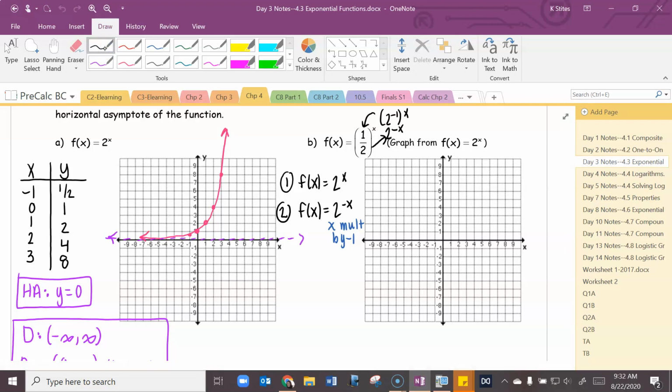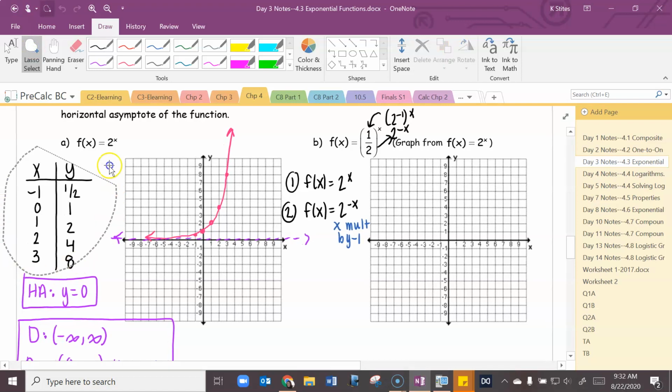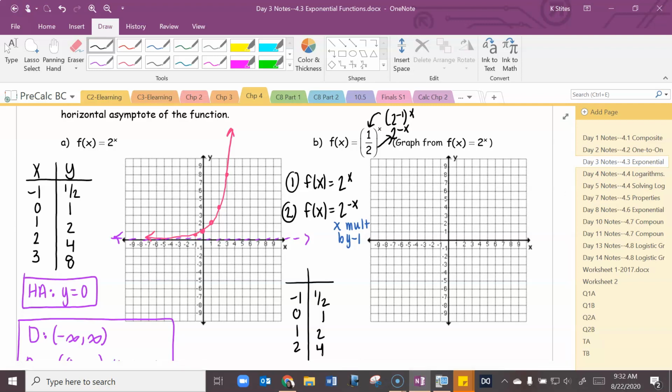2 to the x, we already have this table right here. I'm just going to go ahead and, I don't know if I can copy it. Oh well, I'll just rewrite it. We'll just do a few of the points. So let's put the parent function on there first. Just quickly re-graph the one that we just had. And you don't have to use all of the new points if you don't want to. Okay, so that's the parent function.